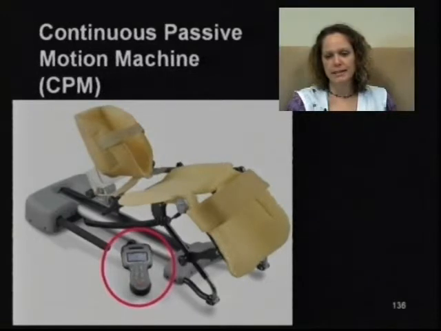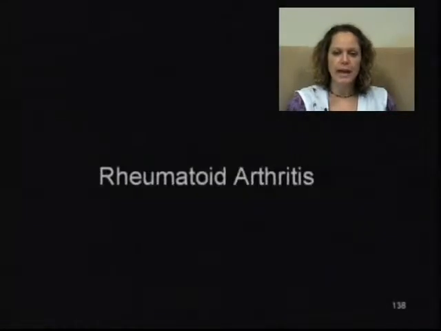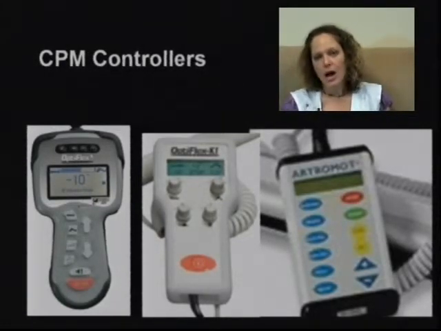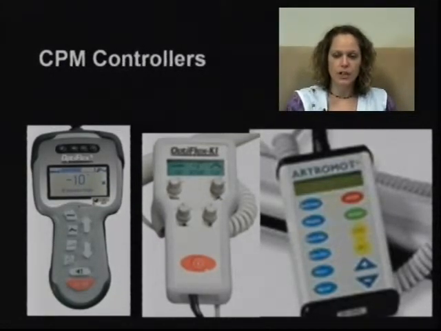So CPM machines have different controllers, and the interesting thing is that the physician will order a certain level of flexion, maybe 0 to 30 degrees, maybe as much as 80 to 90 degrees, and these are the different devices that we, the nurse, usually it's the physical therapist, will program to get the patient the type of flexion and extension that the physician has ordered.